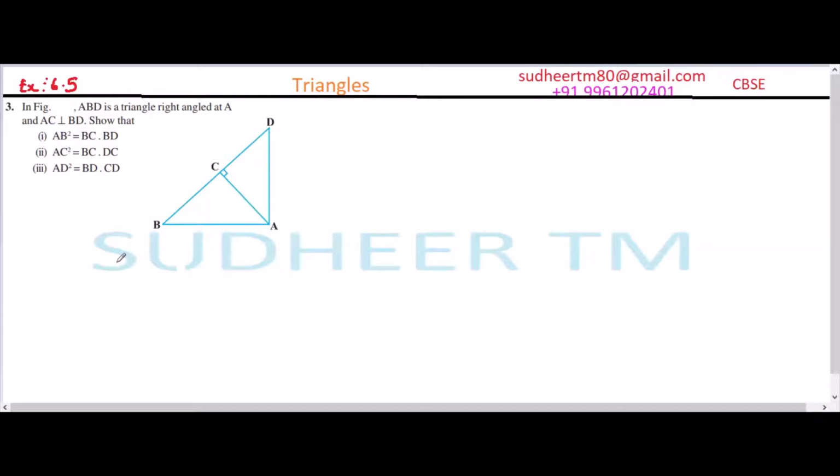Question number 3, exercise 6.5. In the figure, ABD is a right-angled triangle at A, and AC is perpendicular to BD. We need to show these three identities here. AB square is equal to BC into BD. Okay, the solution is simple.